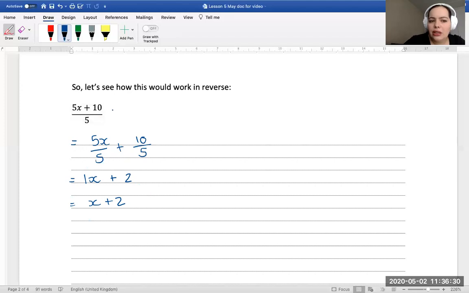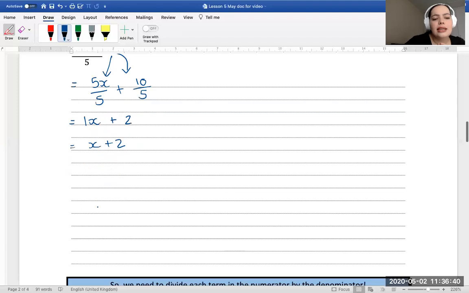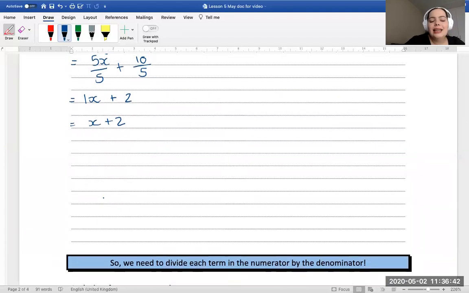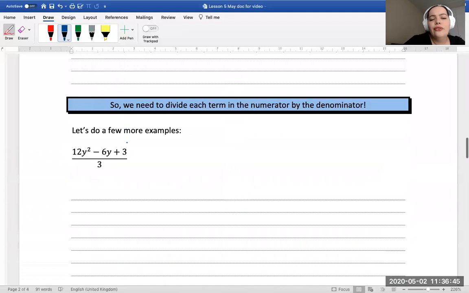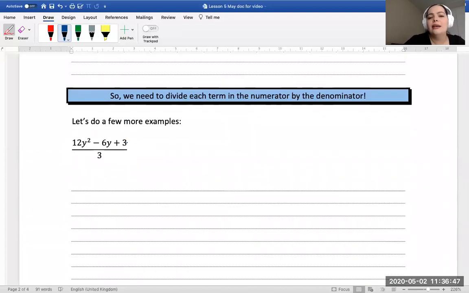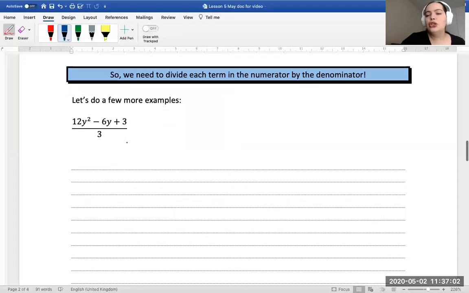So here we go. The first thing we did was we split it up into 2. And once we split it up into 2, it was much easier to simplify each fraction to get something that was easy to understand. So the key here is, guys, we need to divide each term in the numerator by the denominator. So we need to split up that numerator, whether it has 1 term, 2 terms, 3 terms. It could have 6 terms. It doesn't really matter. We'll split them all up and make them into their own fractions and then simplify from there. So let's just do a couple of examples to make sure we understand this, all right?